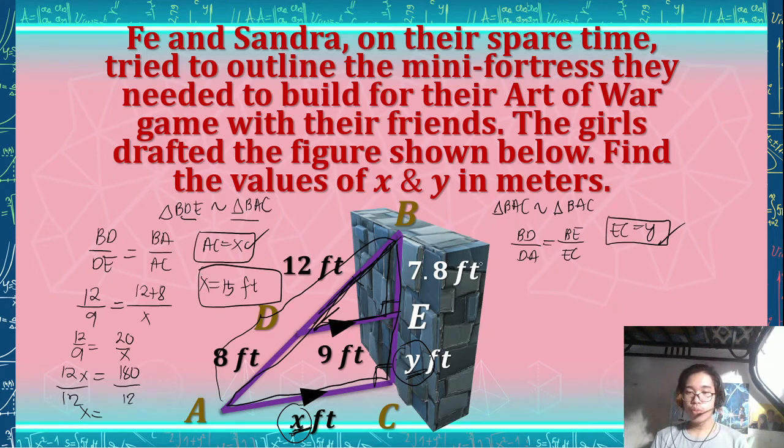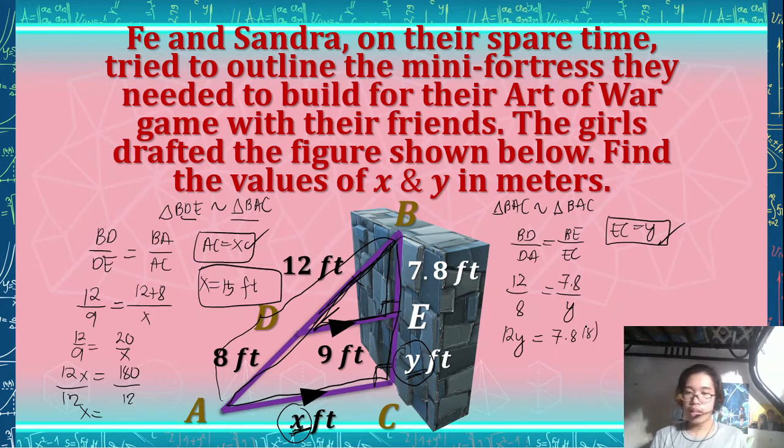So how about for y? Since we know that BD is equal to 12, DA is equal to 8, and BE is equal to 7.8, we just need to find the value of EC, which is y. Again, using the extremes-means property, or the cross multiplication that we all know, this is just going to be 12y is equal to 7.8 times 8.